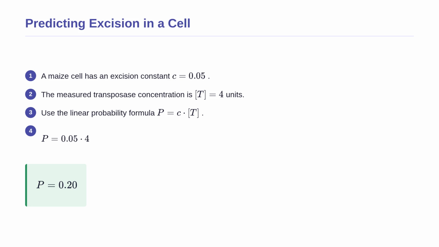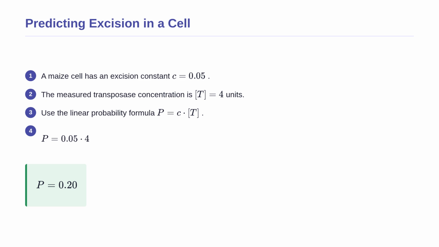Before we conclude, let us see this probability formula in action with a concrete example. In a laboratory experiment, we have a population of maize cells where a DS element has deactivated a vital gene. We are given an excision constant of 0.05 and a measured transposase concentration of 4 units. We are asked to find the exact probability that the gene will be restored in a given cycle.